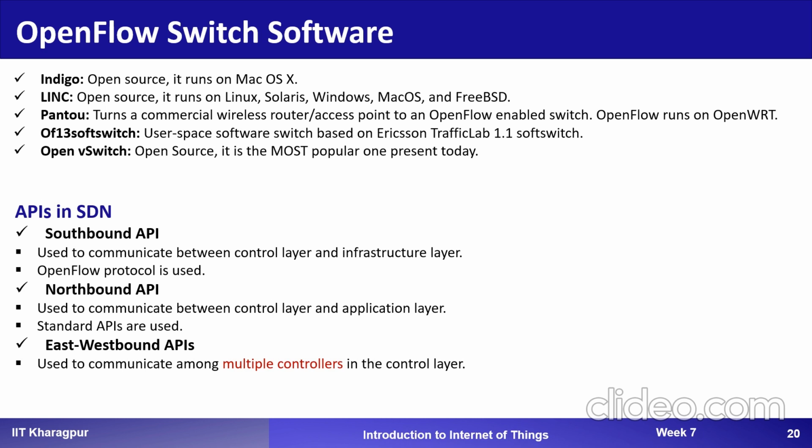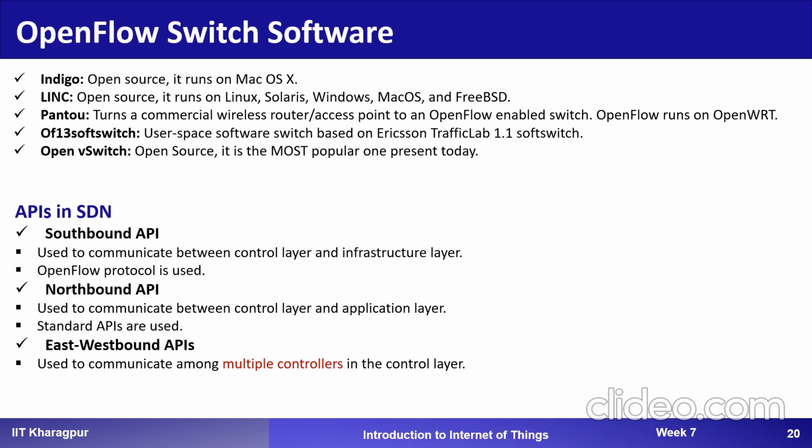OpenFlow switch software. So these are various switch softwares. The first one is Indigo, then Link, then Pentao, Off13 soft switch, then Open vSwitch. So these are different kinds of switch softwares. Now the APIs which are used in SDN.